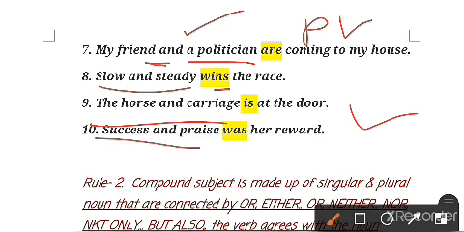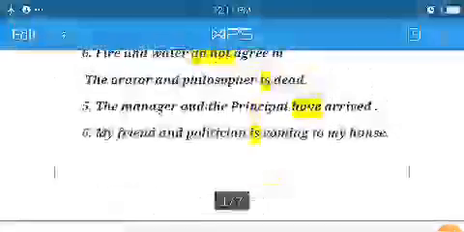Success and faith always go together. So that is why we use a singular verb. Okay, so that was all about rule number one.